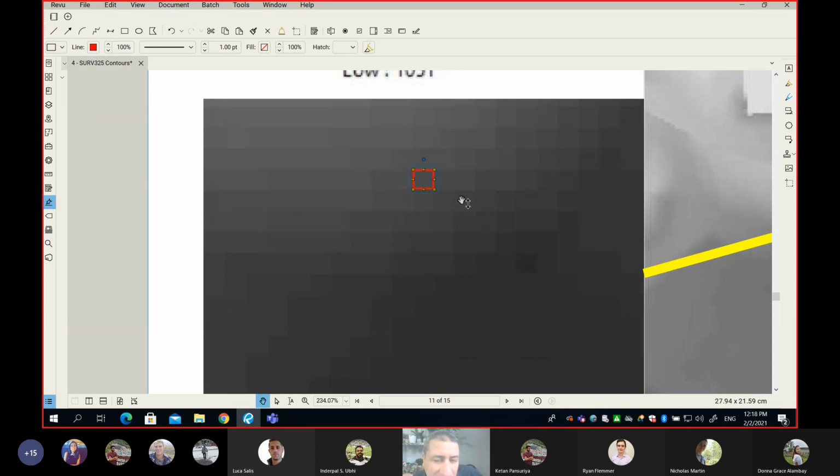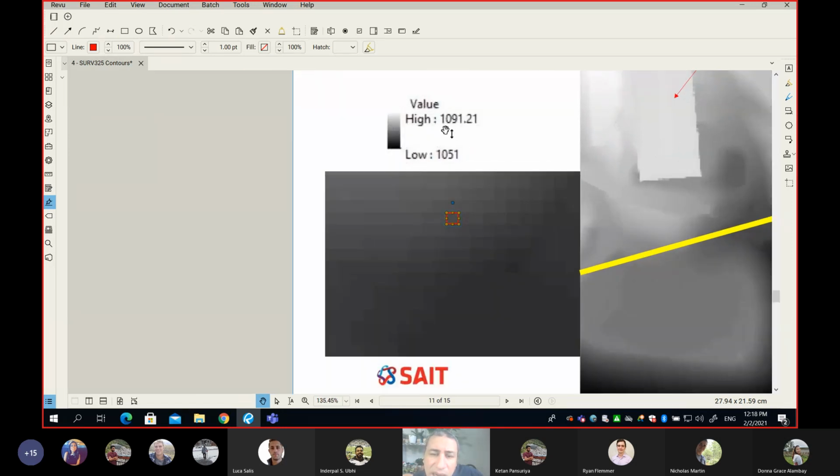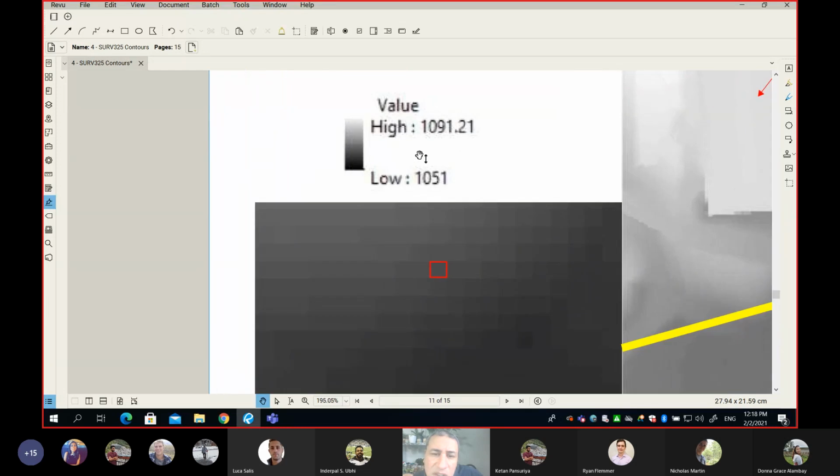This pixel here has a color. And this color ranges from black, and you need to look at the legend here, to white. White means the highest elevation of 1091.21, and black means the lowest elevation, which is 1051.